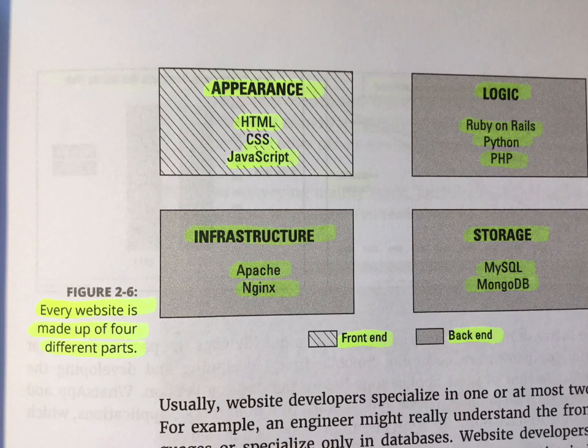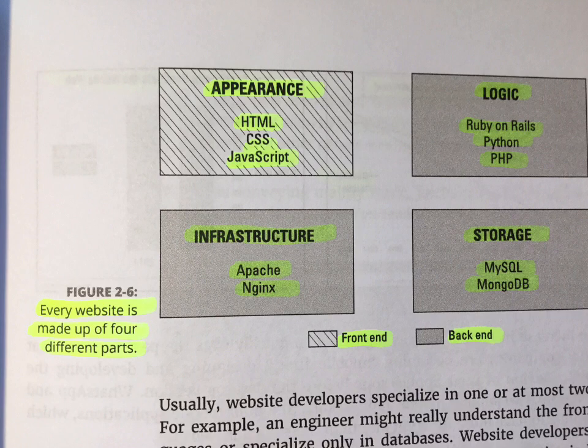Logic. Logic determines what content to show and when. For example, a New Yorker accessing a news website should see New York weather, whereas Chicagoans accessing the same site should see Chicago weather. This category is a part of the group called back end and is created using languages like Ruby, Python, and PHP. These back-end languages can modify the HTML, CSS, and JavaScript that is displayed to the user.